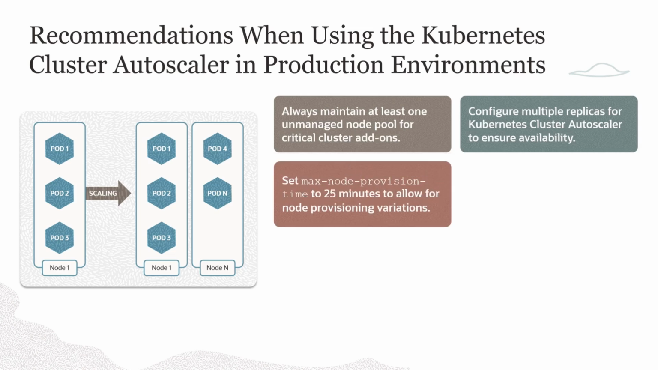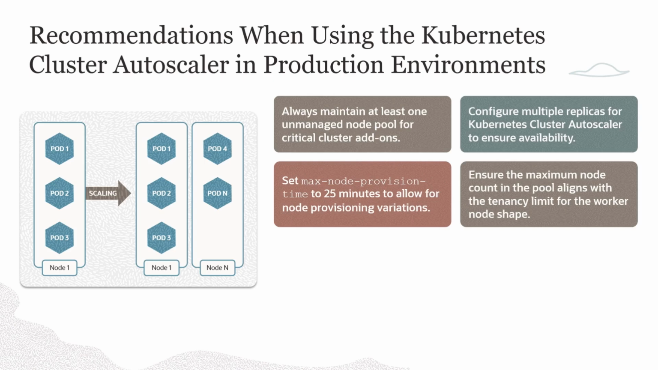In your configuration file, set max node provision time to 25 minutes. This precautionary measure accommodates potential variations in node provisioning times, particularly when adding multiple nodes simultaneously. Align the maximum node count in the pool with the tenancy limit for the worker node shape. The Kubernetes autoscaler won't create nodes beyond this limit, preventing potential conflicts.